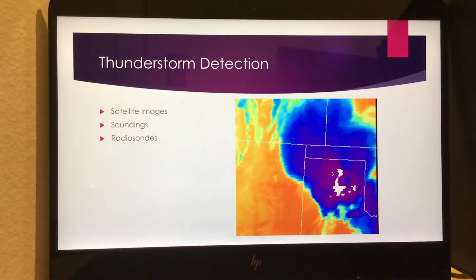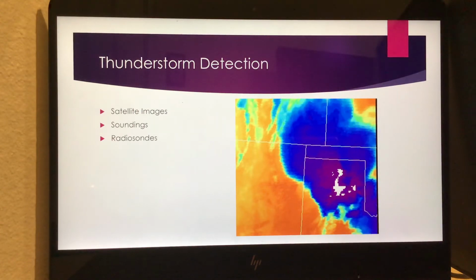All right, moving on to thunderstorm detection. So there are many ways to do this. I only have 3 listed here, but realize there's a lot more than just 3. These are ones that are pretty common though. Satellite images, like this one here to the right, is an IR satellite image with the really cold cloud tops being annotated in the bluish purple tones along with the white.